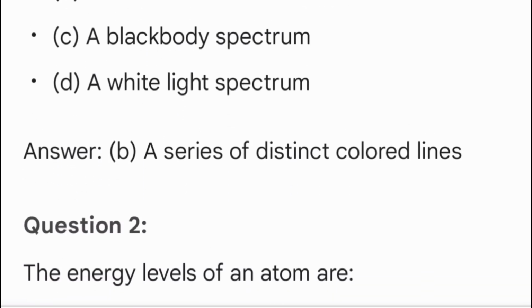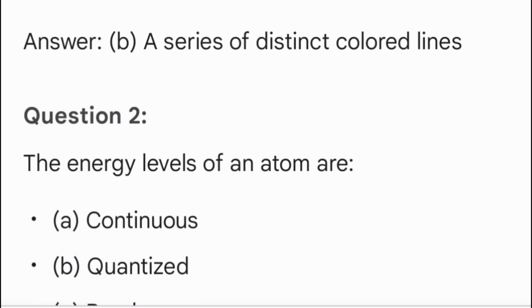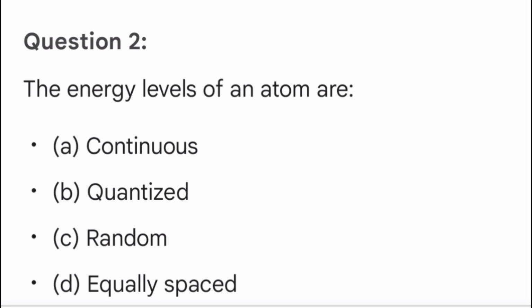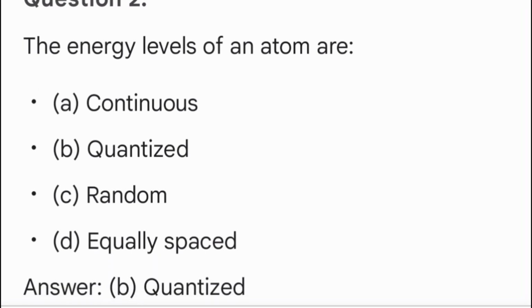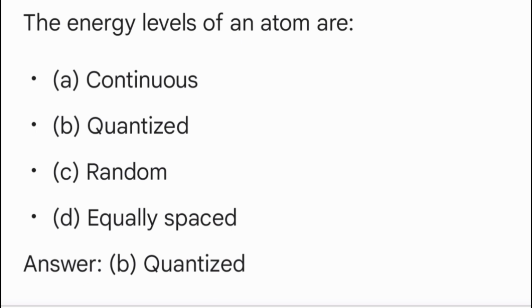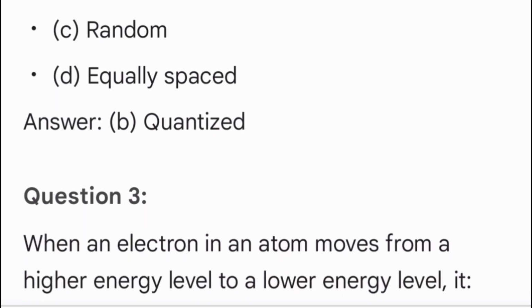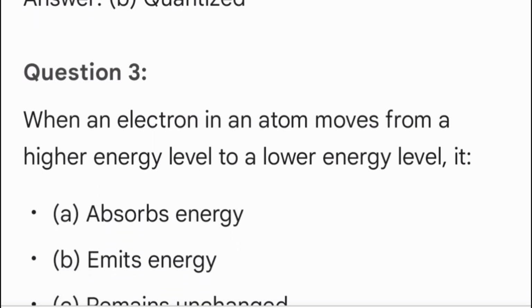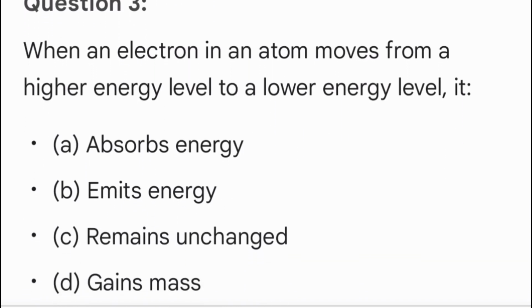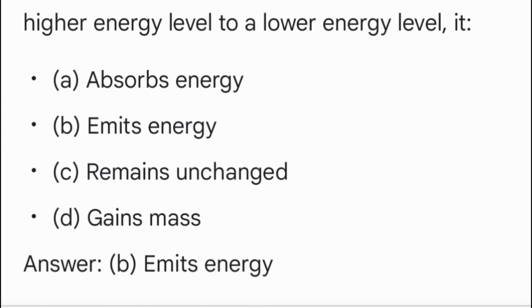Question 2. The energy levels of an atom are A. Continuous. B. Quantized. C. Random. D. Equally spaced. Answer B. Quantized. Question 3. When an electron in an atom moves from a higher energy level to a lower energy level, it A. Absorbs energy. B. Emits energy. C. Remains unchanged. D. Gains mass. Answer B.